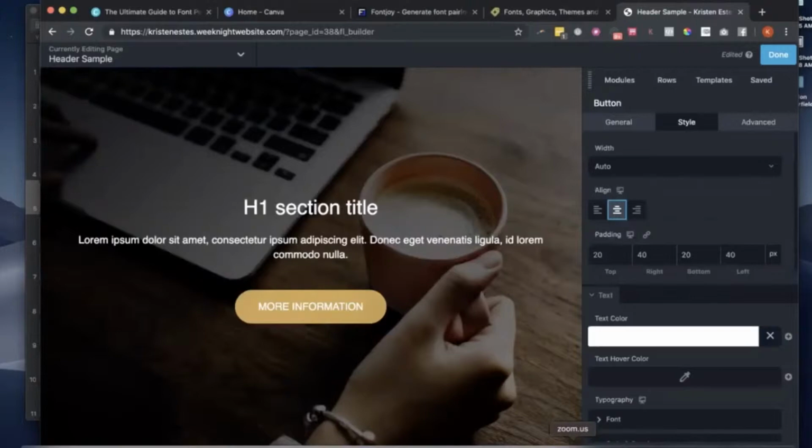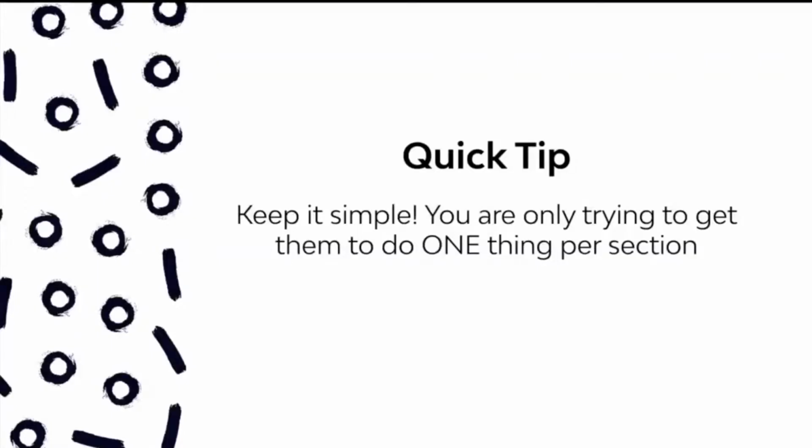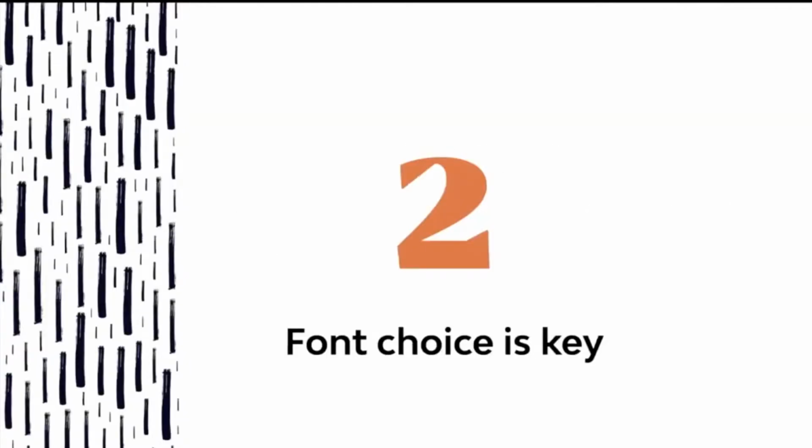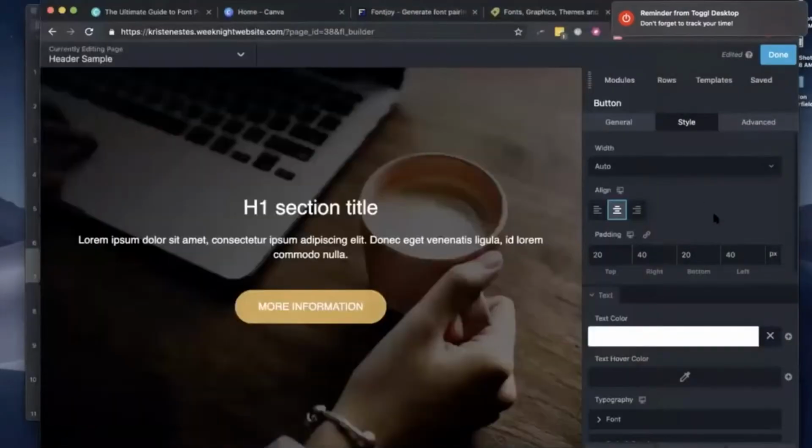So after you have chosen what pre-built header or pre-built banner that you're going to use, remember that font choice is key. So Weeknight website comes with Google Fonts pre-installed. So you're going to want to find a Google Font pairing tool like fontjoy.com that is going to help you choose great impactful fonts for your header.